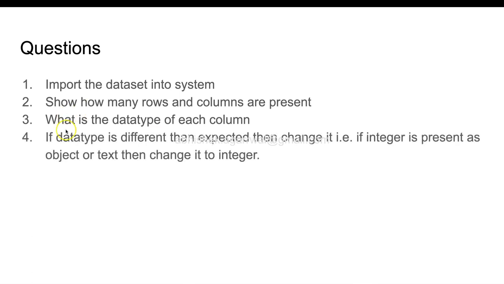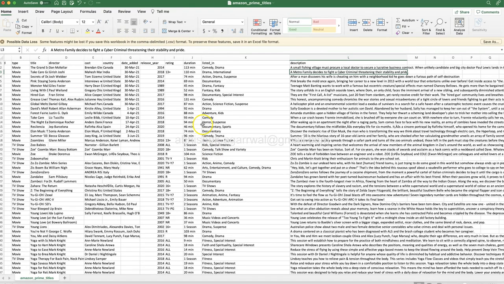Okay. Now, if a data type is different than expected, then change it. For example, if an integer is present as an object or text, then change it to integer. Like I said, an example is release year. The system will consider it numeric, because if you see, this is all numeric.